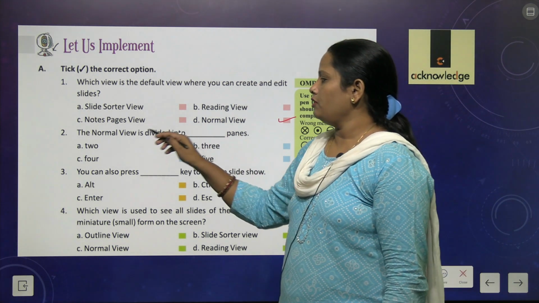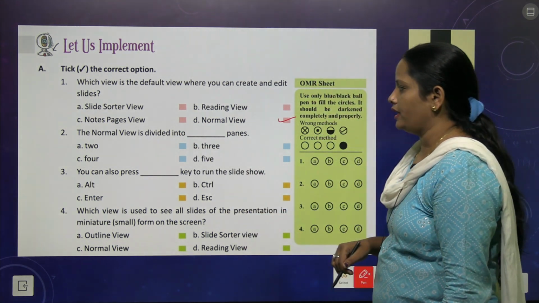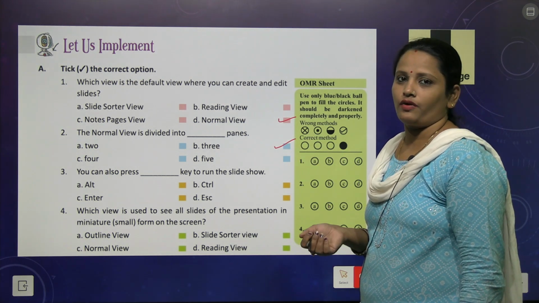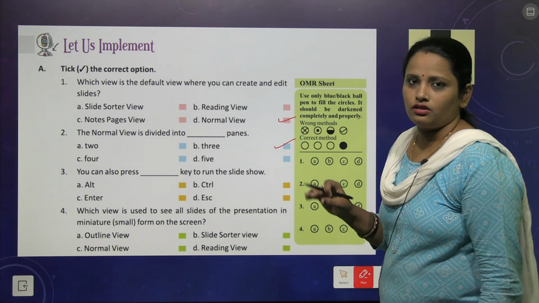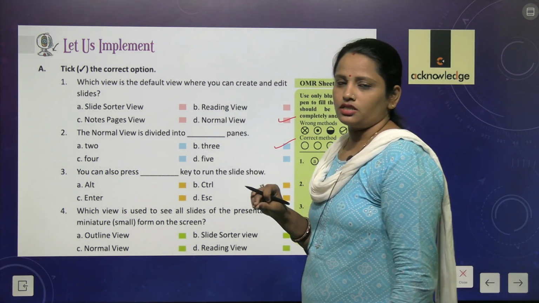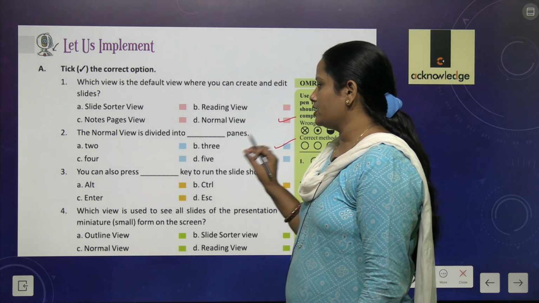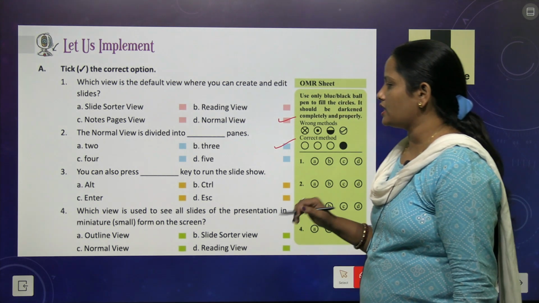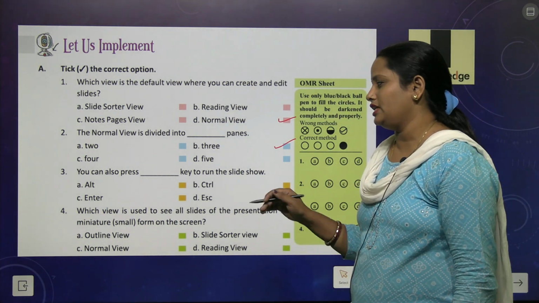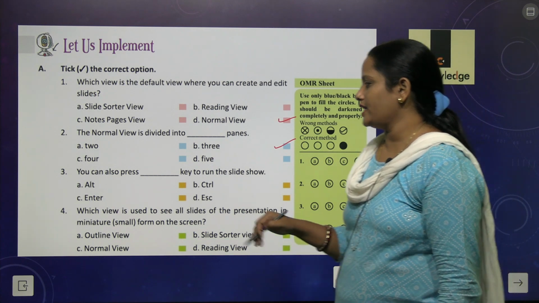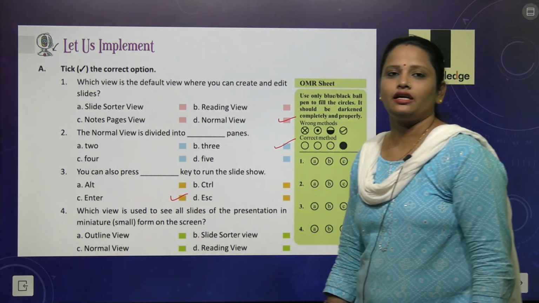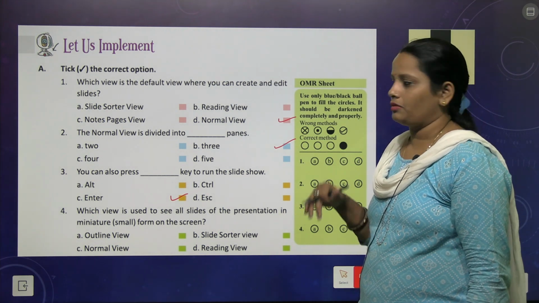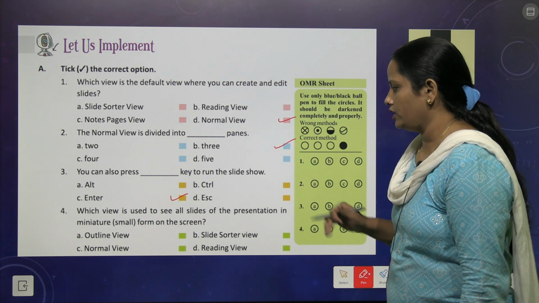Okay, the normal view is divided into how many panes? Yes, the correct answer is 3 panes. It is divided into the canvas and the other options, the slide options, so it is divided into 3 panes. Okay, you can also press the dash key to run the slideshow. What key can we press to run the slideshow? Yes, the correct answer is the enter key. Slides can run one by one by pressing the enter key.